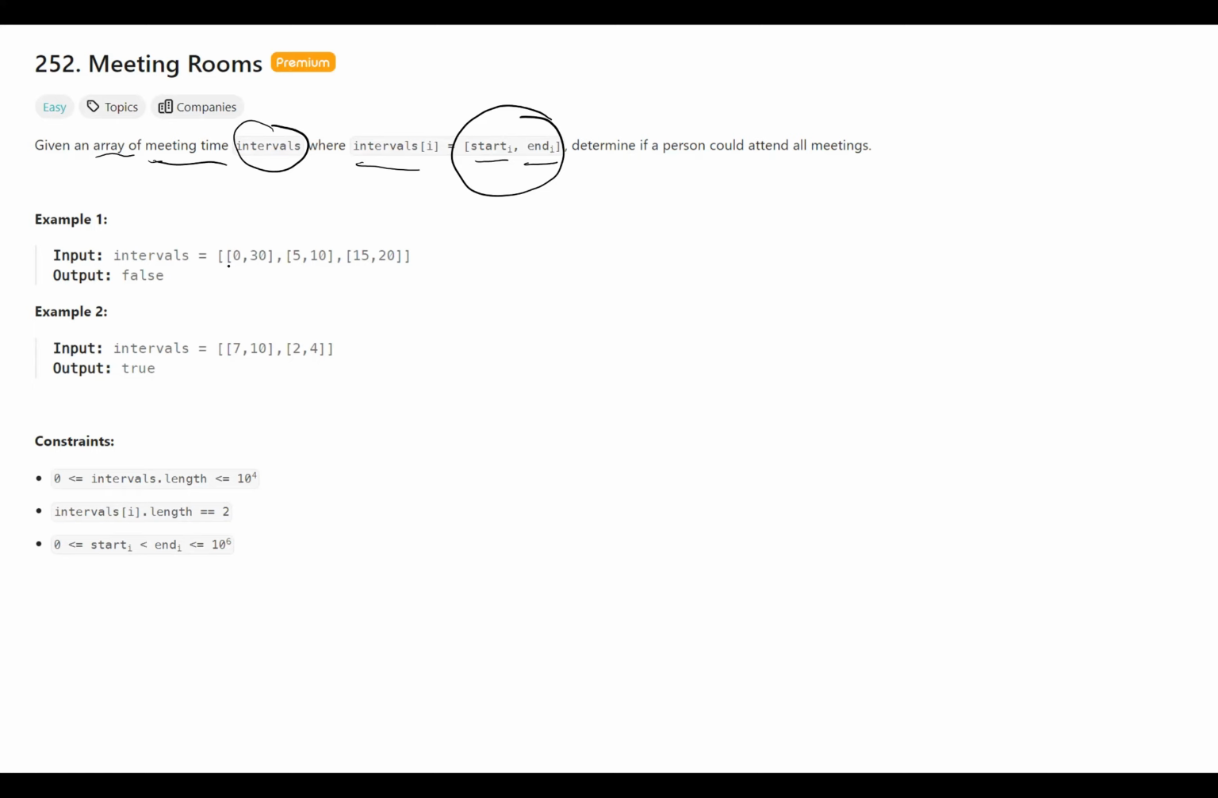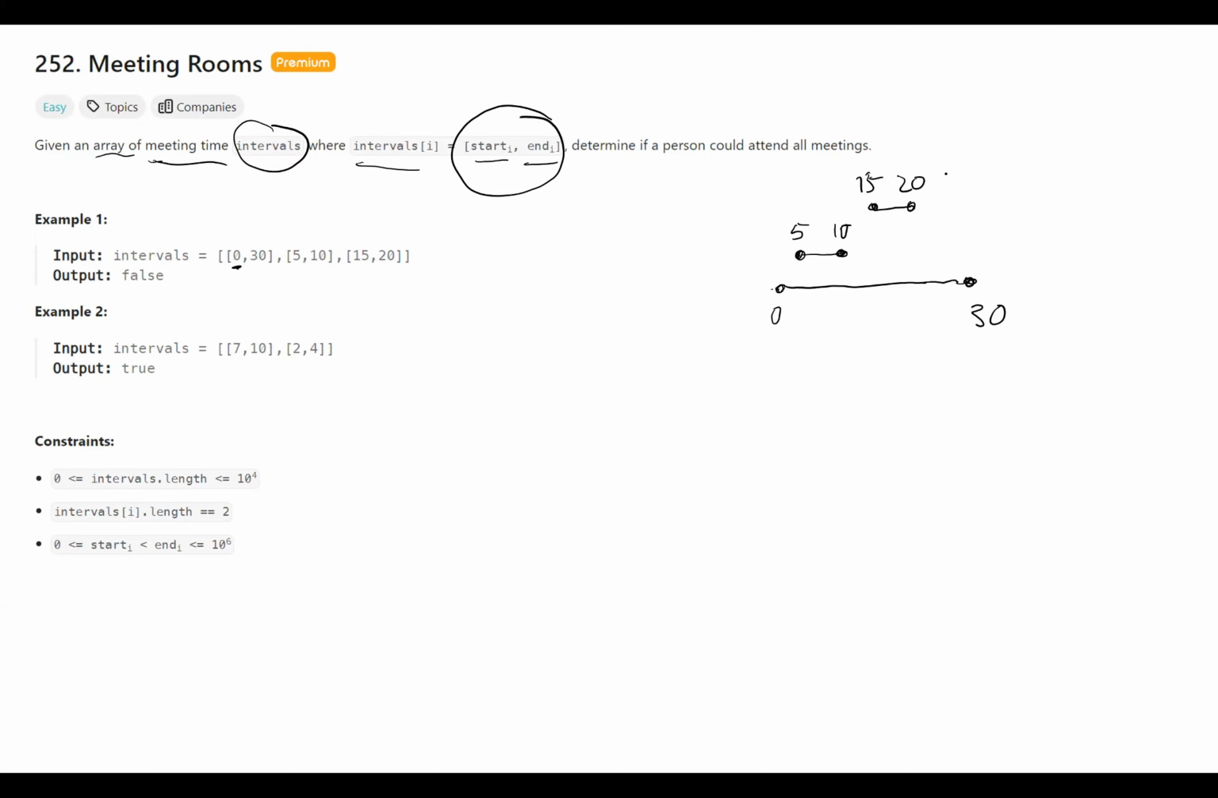Okay, so say for the first example, you see here, a meeting starts at minute 0, right? So let's draw a timeline here. So minute 0, and then this is minute 30. And the second meeting starts at minute 5 and ends at minute 10. Let's make 30 a little bit longer. And then there is the third meeting, which starts at minute 15 and ends at minute 20.